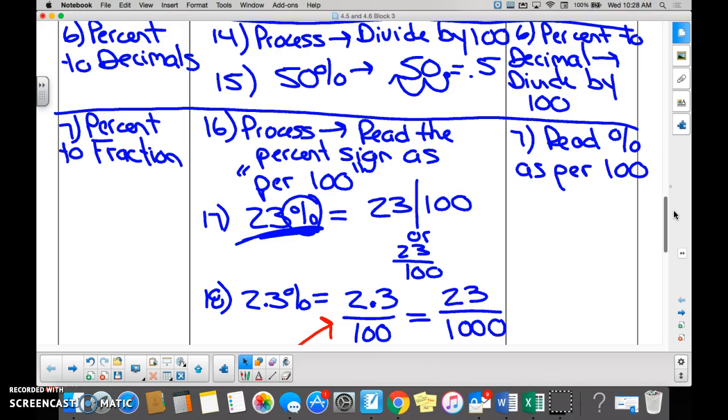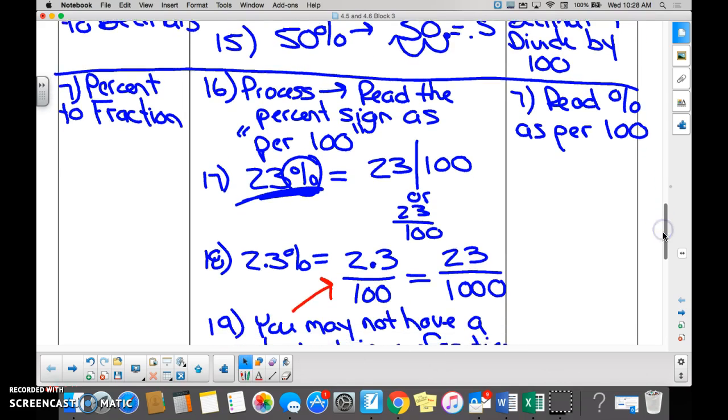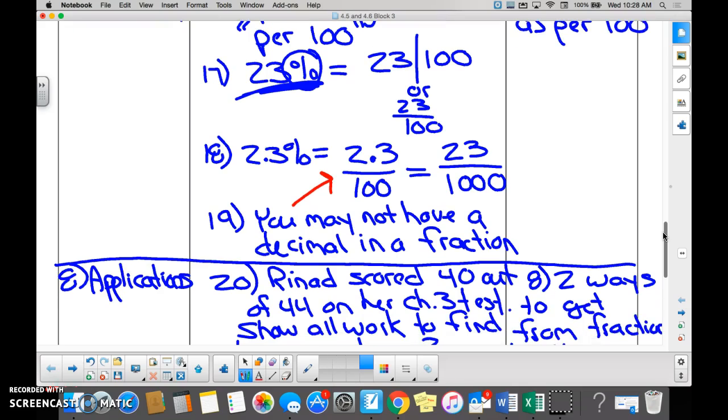And then if you have something like 2.3%, you would read it as 2.3 per 100, but can you have a decimal in a fraction? No. So how do we get rid of the decimal? Move it over, which is technically doing what? Multiply by 10. And if you multiply the top by 10, you must multiply the bottom by 10, and 100 now becomes 1,000.